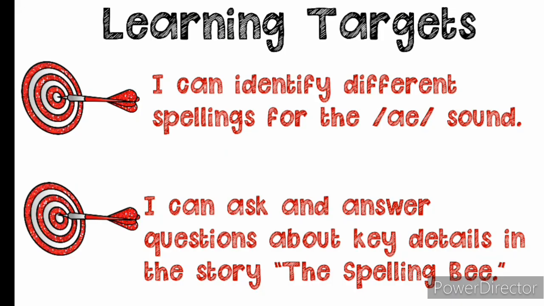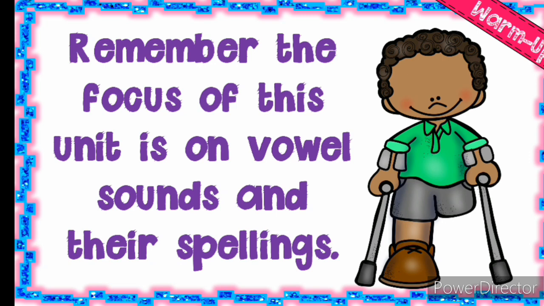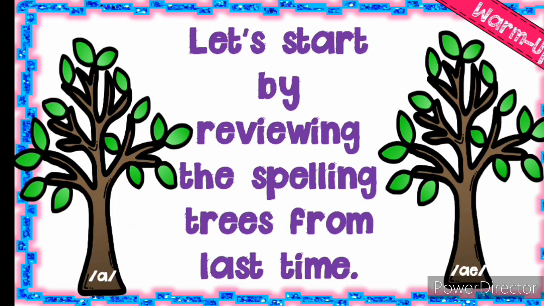Now, today our learning targets are: I can identify different spellings for the A sound. I can ask and answer questions about key details in the story, The Spelling Bee. Remember, the focus of this unit is on vowel sounds and their spellings. Let's start by reviewing the spelling trees from last time. So we have two different spelling trees here. We have the one for the short vowel A sound, and we have another one, the long A sound.